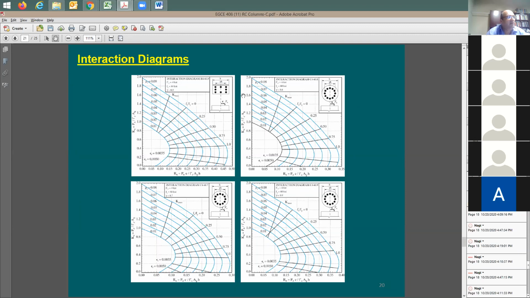These interaction diagrams are actually very good. You can use them for a rectangular column or circular column if you like, or a spiral column. And the good thing about them is that they're generic, so it works for any column. You don't really need to do it with the software. If you don't have access to software, you can use this. Let me explain to you what is happening here.